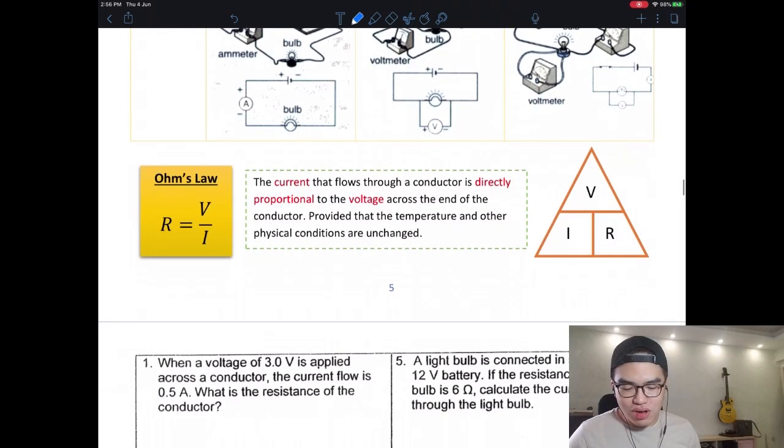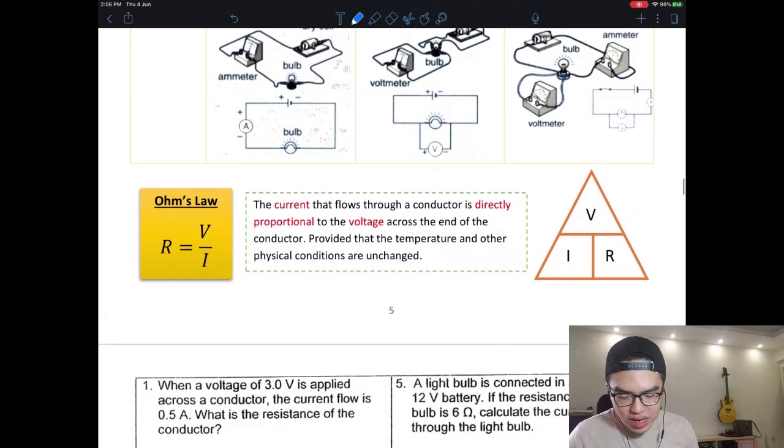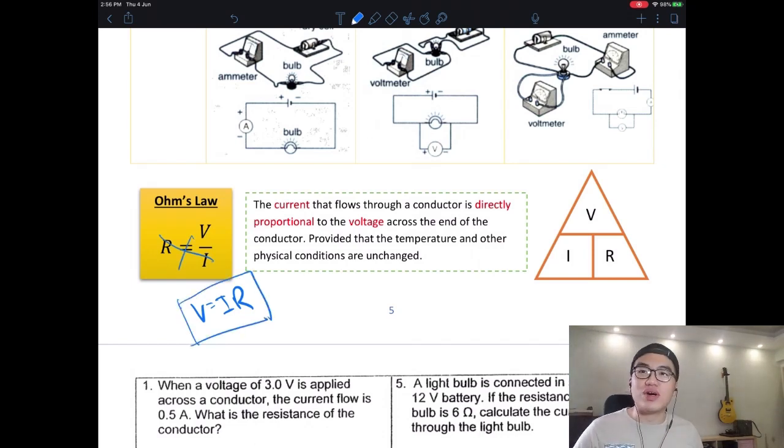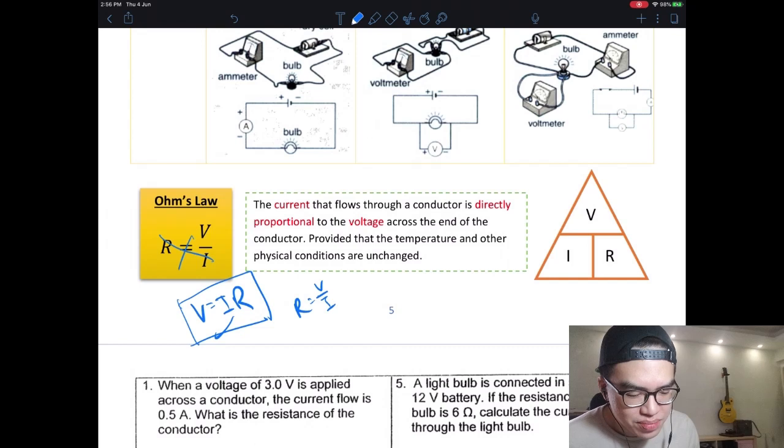Ohm's law says that V equals IR. I like to memorize it this way. V equals IR. This is Ohm's law. If you move the I over, you get R equals V over I. So it's the same thing, but I like to keep it simple. I like to remember it as V equals IR.